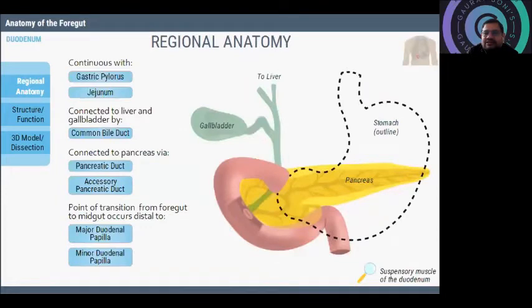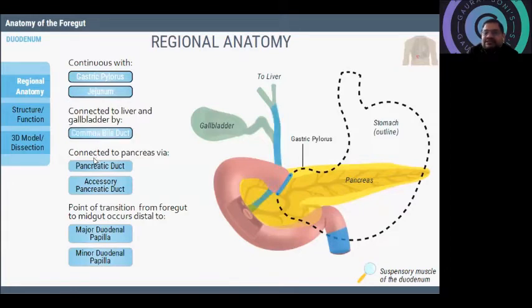Talking on the point of regional anatomy, it is continuous with the gastric pylorus. You can see this is the gastric pylorus, and on the further side, the jejunum. It is connected to the liver and gallbladder by the common bile duct. Very important: it is connected to the pancreas by the pancreatic duct and accessory pancreatic duct. The point of transition from foregut to midgut also occurs here, because after that the organs will start to be of the midgut type.